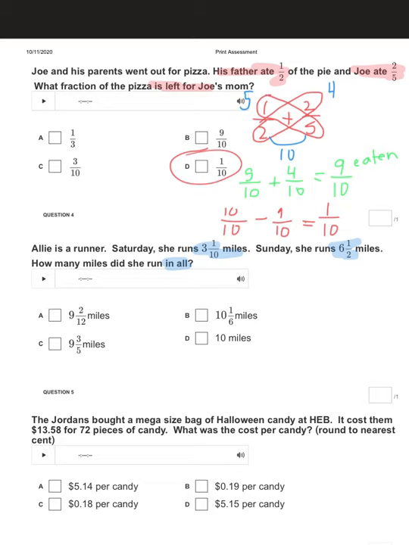So we're going to take 3 1/10 plus 6 1/2. Change the mixed numbers into improper fractions. Check ma. 3 times 10 is 30, plus 1 is 31 over 10, plus 6 times 2 is 12, plus 1 is 13 over 2. Now, we need common denominators, so we need to do our butterfly.